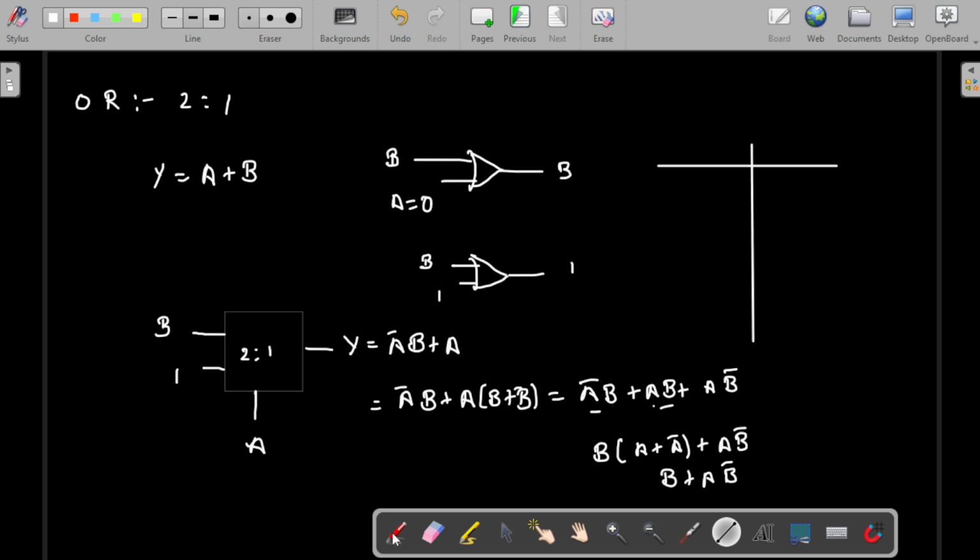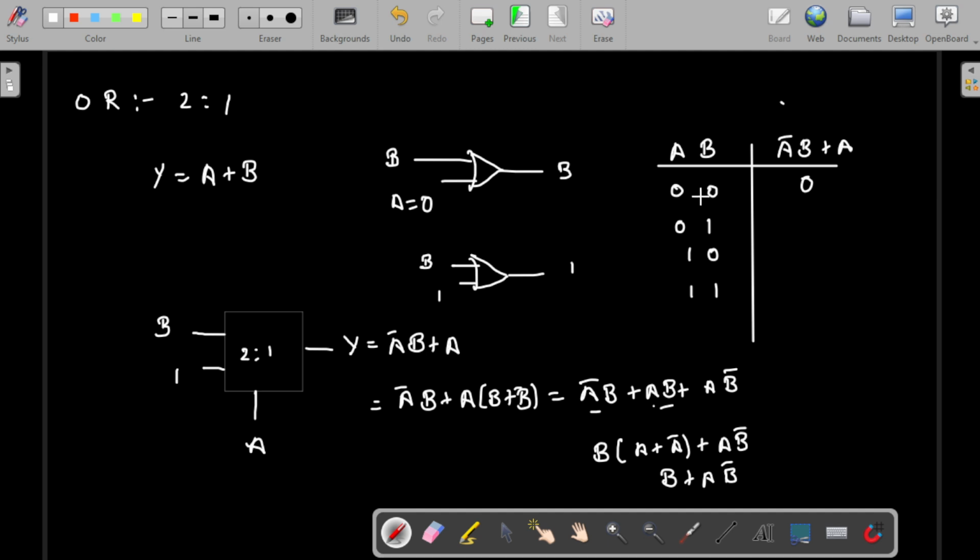I already said the same logic can be done in different ways. So let's take A bar B plus A. So 0 0, 0 1, 1 0, 1 1. If we apply 0 to all the things here, A bar B is equal to, here it is 0, here it is also 0. So this will be 0.